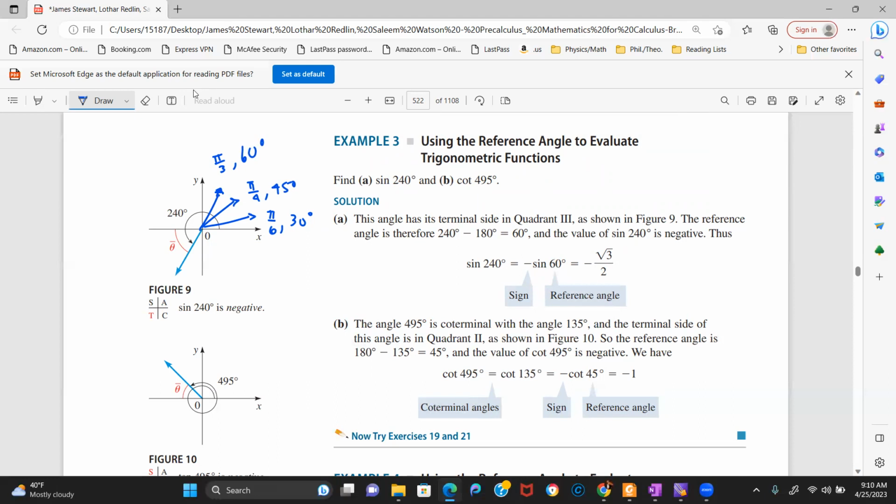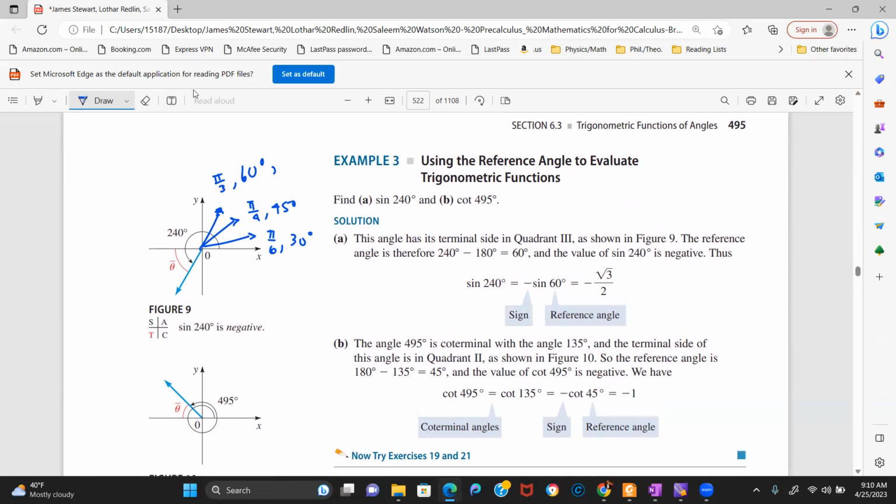And then there's the point. So these are the angle measures or the arc lengths, and then there are the XY coordinates associated to these. So this is going to be 1/2, root 3 over 2. This is going to be root 2 over 2, root 2 over 2. And then for the pi over 3 angle, the coordinates are swapped. So it's going to be root 3 over 2, 1/2.